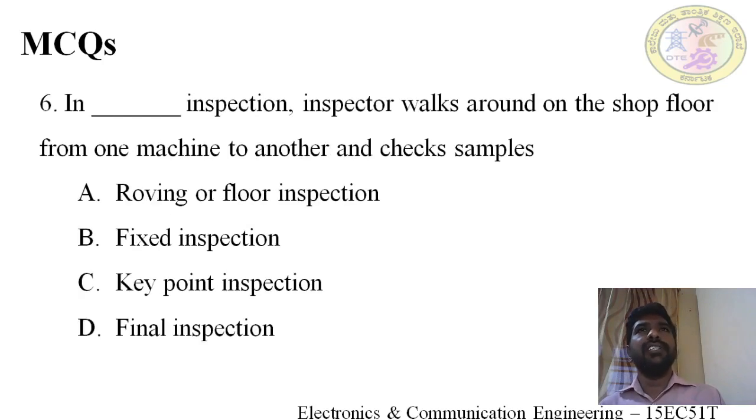Question number 6, in dash inspection, the inspector walks around on the shop floor from one machine to another machine and checks the sample. Option A, roving or floor inspection. Option B, fixed inspection. Option C, key point inspection. Option D, final inspection. Pause the video and try to find the answer for this question. The right answer for this question is roving inspection, roving inspection or floor inspection. In the previous question it is explained.